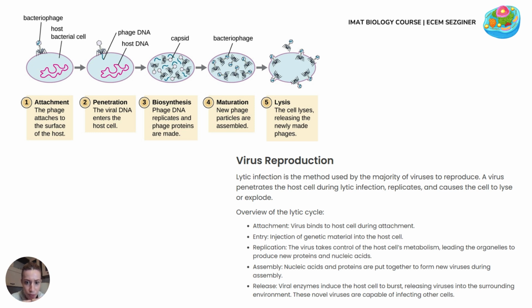And assembly happens. It's a complicated process because basically the genome of the virus takes over the genome of the cell, and the production of the proteins inside the cell happens under the command of the genome of the virus. And furthermore, the release happens. The virus enzymes induce the host cell to burst so that the further viruses that have been produced inside can be spread to the environment.